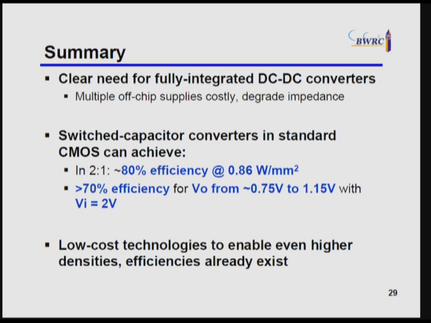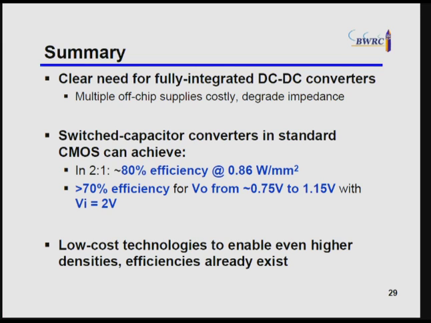So again, we can get something on the order of this 80% efficiency or so at about a watt per millimeter squared, and maintain greater than 70% efficiency across this roughly 0.75 to 1.15 voltage output range. And this is with doing a real voltage step down. So not going from, let's say, 1 volt to this. This is actually coming all the way down from about 2 volts.